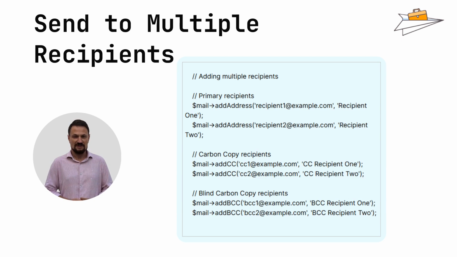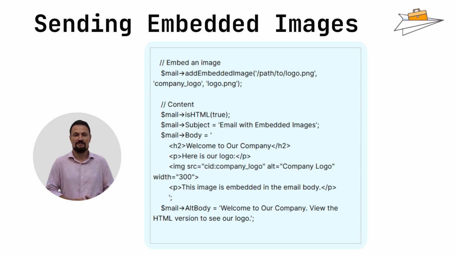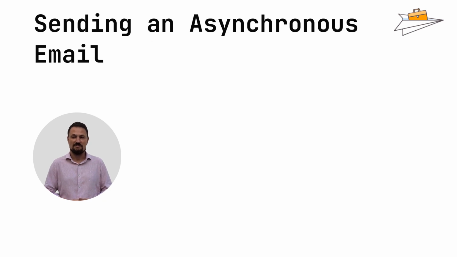Want to send your email to several people at once? In the code on your screens we included CC carbon copy and BCC blind carbon copy recipients. As easy as that. Sending embedded images. If you want an image to appear right in the body of your email and not as an attachment, use the following approach. Sending an asynchronous email.